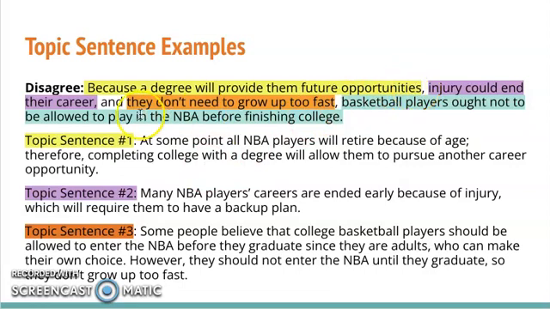So I've taken this and I've expanded on it a little bit more, and then that's going to be the foundation for the rest of this body paragraph number 1. My second topic sentence expands on the idea that injury could end their career. Many NBA players' careers are ended early because of injury, which will require them to have a backup plan. And again, I would go into more detail on that in the body paragraph.